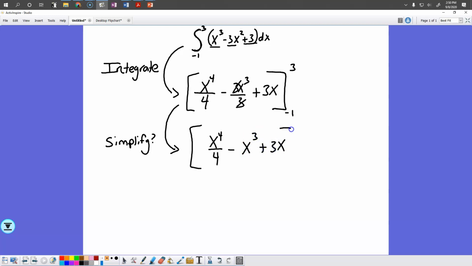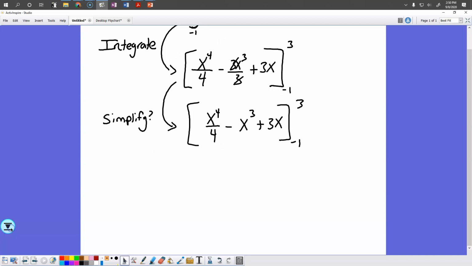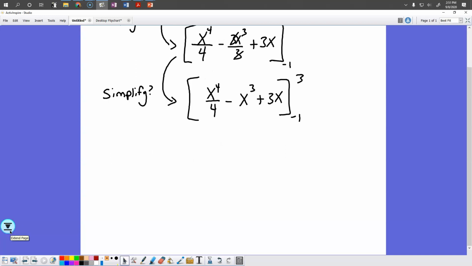So that's one thing we can do. So step 1, integrate. Step 2, simplify. All right, now this is a very important step here. This next thing I'm about ready to do is the fundamental theorem of calculus, all right? And how you show your work is going to make a big difference.